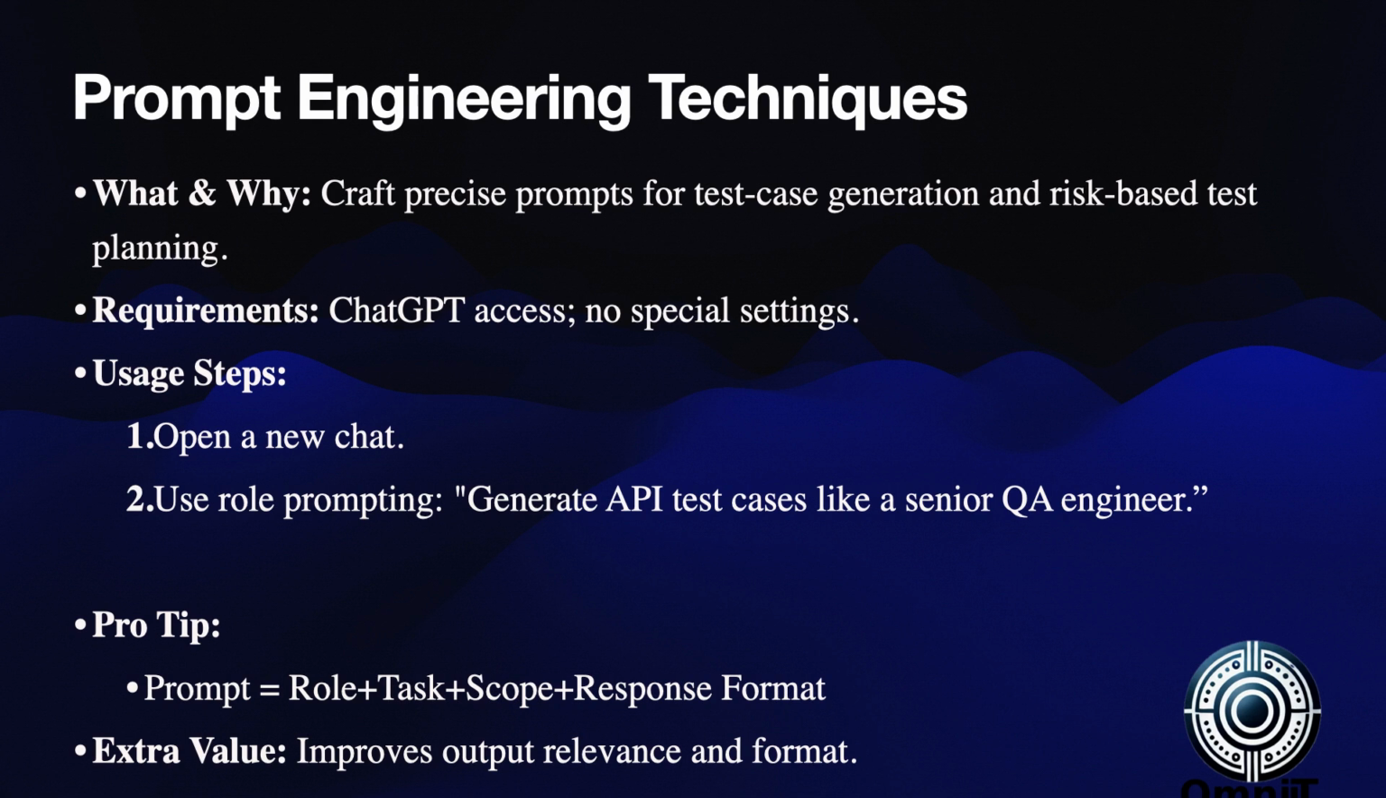Start with a core skill, prompt engineering. Think of prompts as the programming language for ChatGPT. Precise prompts equal precise results. As QA or QE professionals, this means asking the right thing in the right way, like generate 20 edge case scenarios for this API as a senior test architect. One pro tip I swear by: use the formula role plus task plus scope plus format. This is the key that turns ChatGPT into your test design partner.